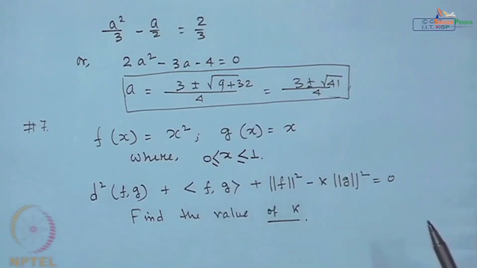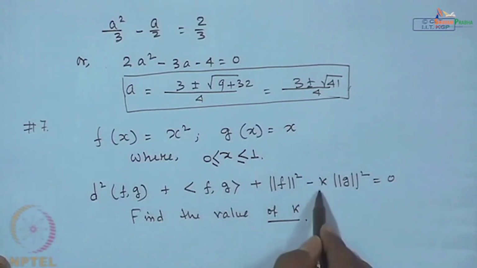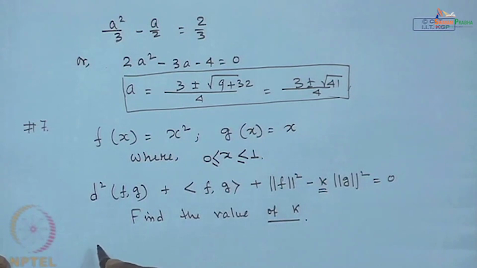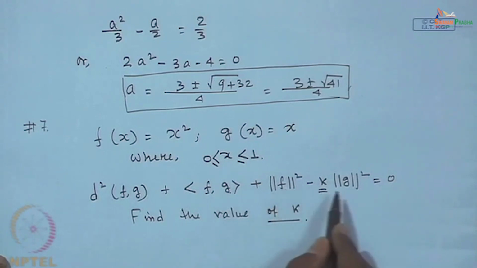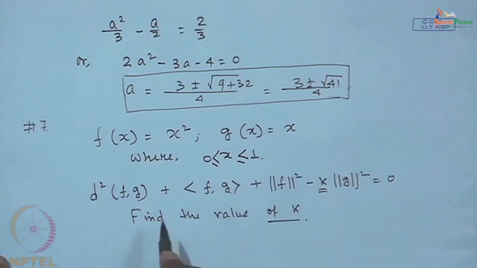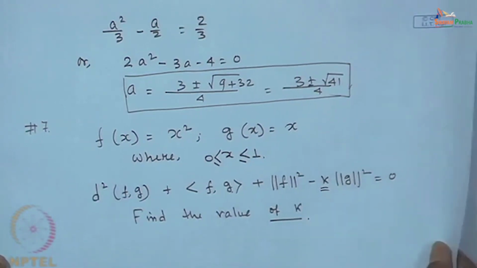So, again in this problem it is a 1-dimensional function. We have this algebraic relationship satisfied, so that you evaluate the value of this scalar quantity k. So, the procedure remains almost same. We have to evaluate the metric between f and g, the inner product between f and g, the norm of f and norm of g, and substitute those values here and solve this one equation, one unknown problem. That will give you the value of k. Let us look into the solution.